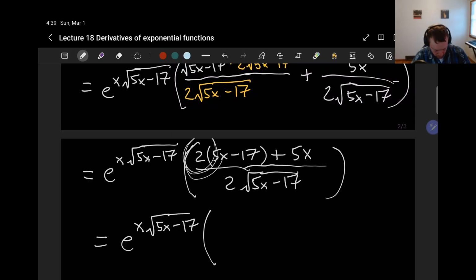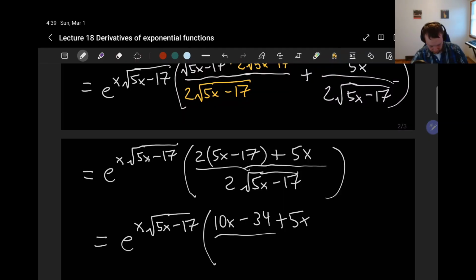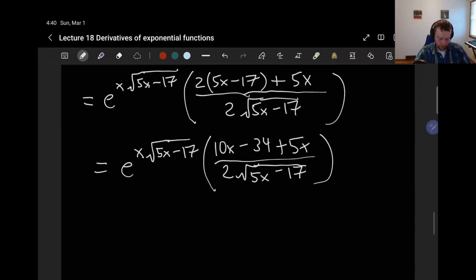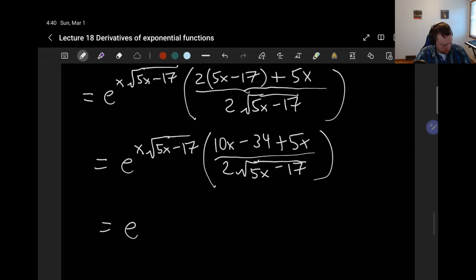Okay, I can distribute this 2. Here it gives me 10x minus 17 plus 5x. Oh, excuse me, that's wrong. Minus 34. 17 times 2. And I have these like terms, these x terms, which can come together. And then we'll be done with this.